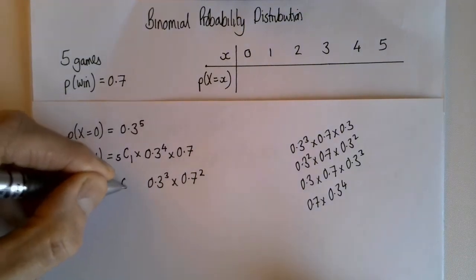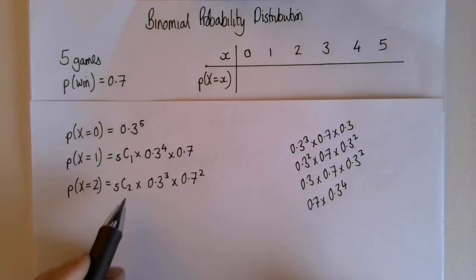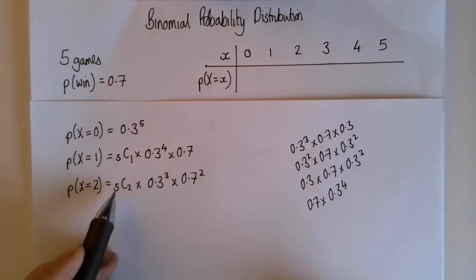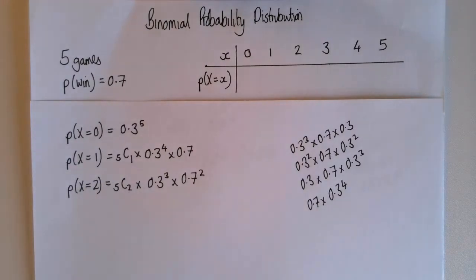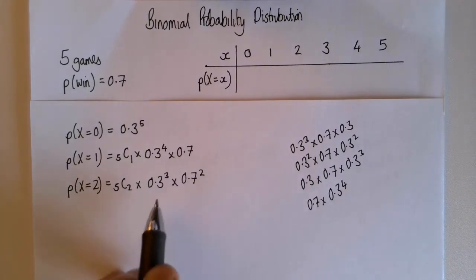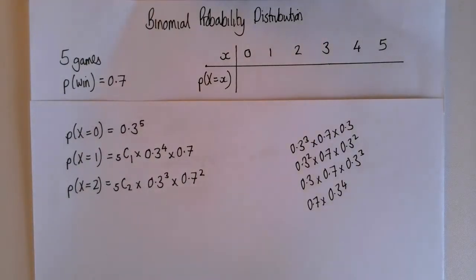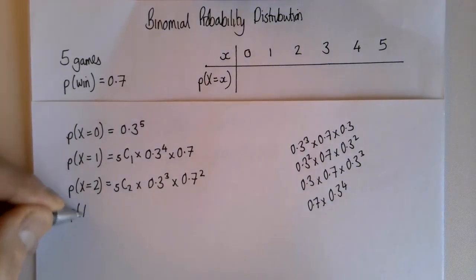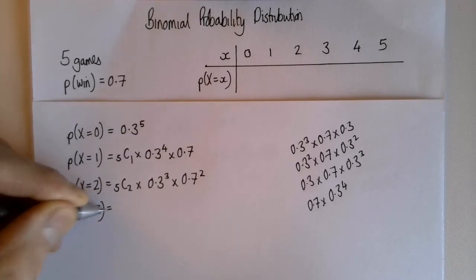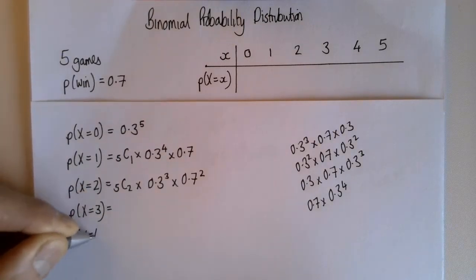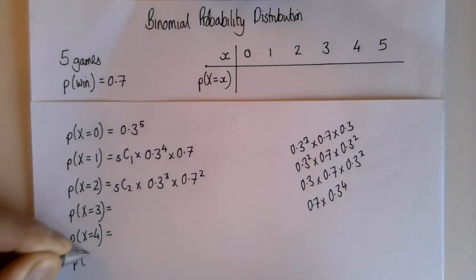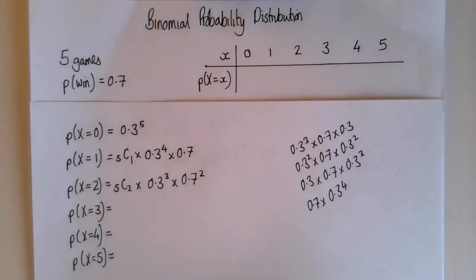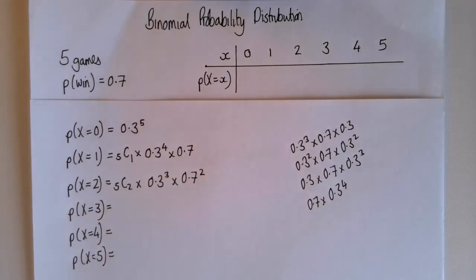It's 5C2. 5C2 is the number of ways you can choose 2 things from 5. So if you've got 5 people and you want to choose 2 people for student council, that's the number of ways you can choose them. In this case, it's the number of ways you can choose 2 of the 5 games for me to win. I'm sort of hoping that familiarity is sweeping over you. So go on, see if you can, without doing any sort of thinking, continue the pattern for the remaining probabilities. Pause and have a go.